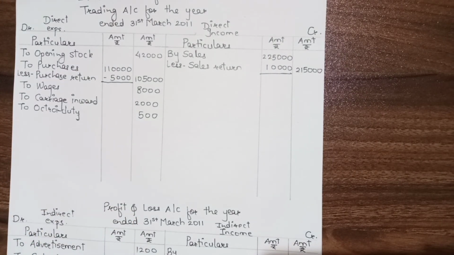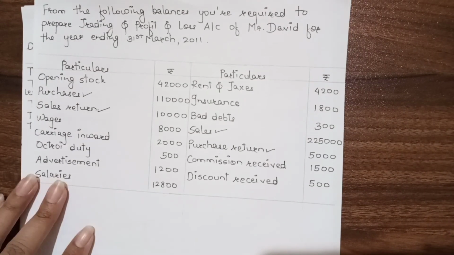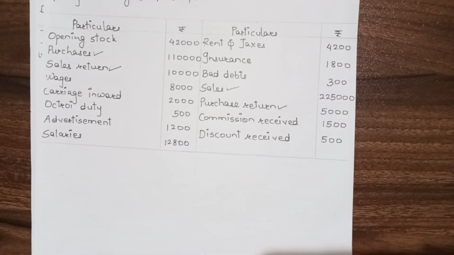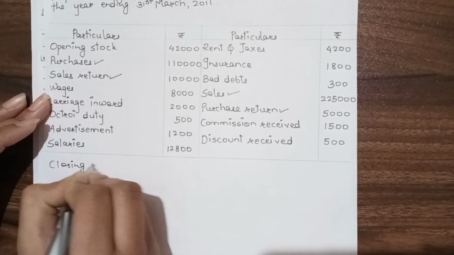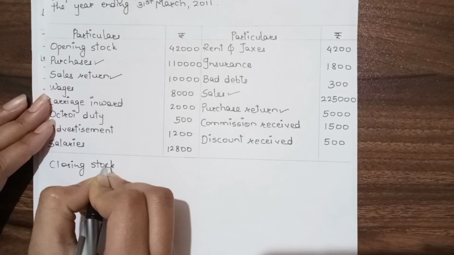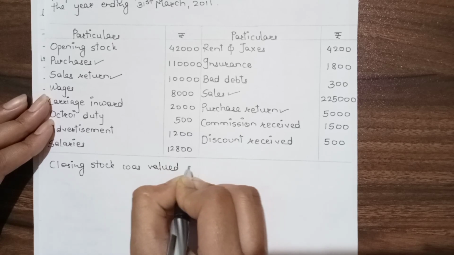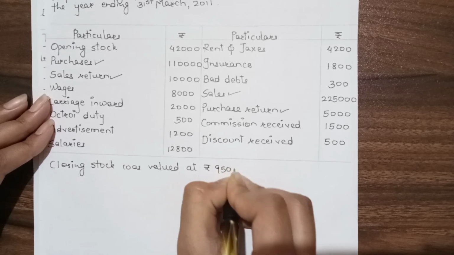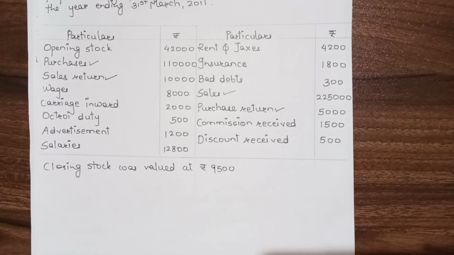Okay, now the adjustment part. In my reference book there is an adjustment given down here which I haven't written. I will write it down here immediately. Closing stock was valued at rupees 9,500. So this is the adjustment of Mr. David, which we have to solve.